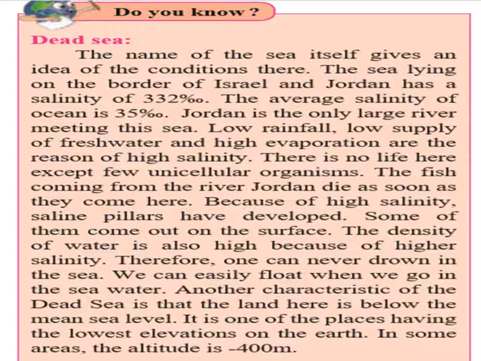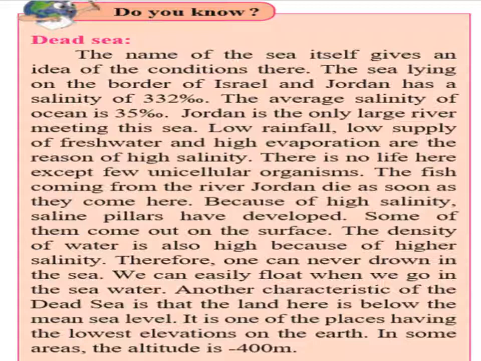Children, Jordan is the only large river meeting this sea. Low rainfall, low supply of fresh water and high evaporation. Children, only these reasons are there for high salinity. If you know this concept, you will get the full concept of what salinity is. Low rainfall, low supply of fresh water and high evaporation. We have seen the experiment also. There is no life here except a few unicellular organisms. The fish coming from the river Jordan die as soon as they come here because of high salinity.